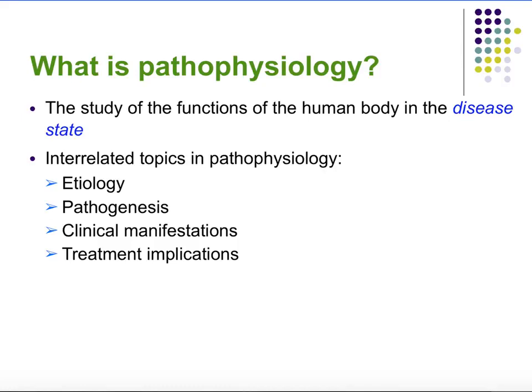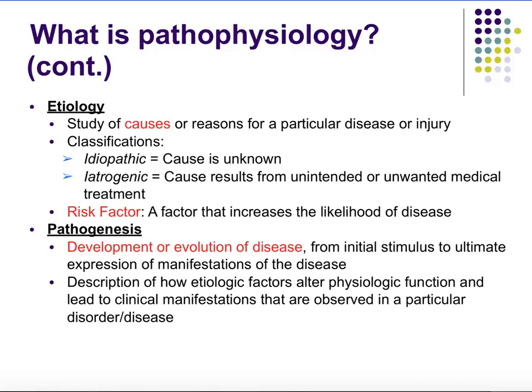Now, some concepts that are interrelated with pathophysiology include etiology, pathogenesis, clinical manifestations, and treatment implications. So what is etiology? Etiology is the study of the cause or reason for a particular disease or injury. So basically, what caused it? Now, some classifications include a disease's etiology being idiopathic. That just means we don't know. We still don't know, more research needs to be done.